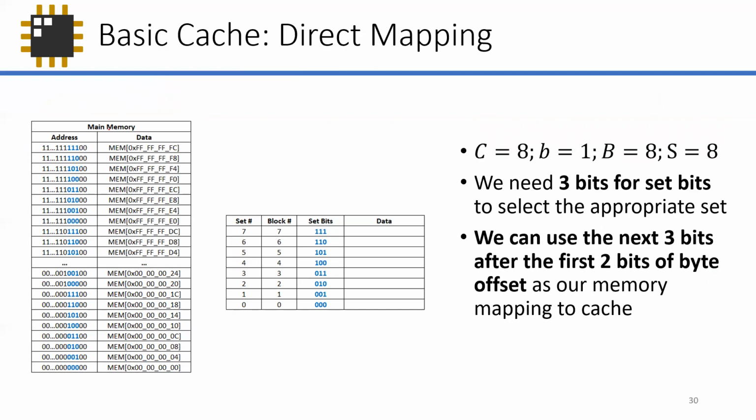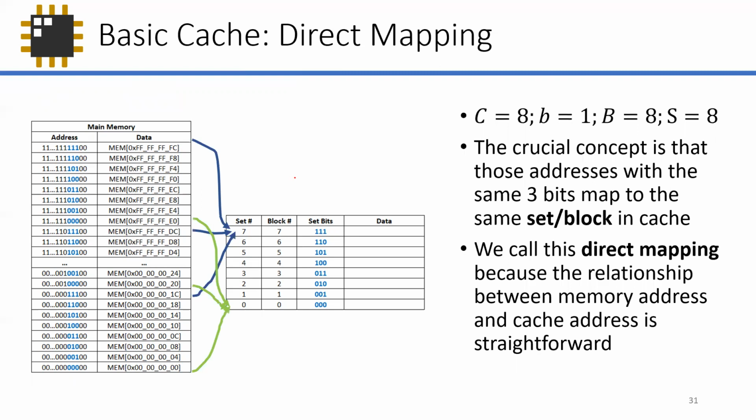The second part is that the next 3 bits will be your set bits, the ones that tell you the mapping from the main memory address into your cache. So the first 2 bits are the byte offset because you have to skip count by 4, and the next 3 bits we use as the mapping from main memory to set bits. The crucial concept is that if I'm gonna store or load, as a single access, data at the address FFFFC, because the next 3 bits after the byte offset are 111, I have to put it into the 111 part of my cache.